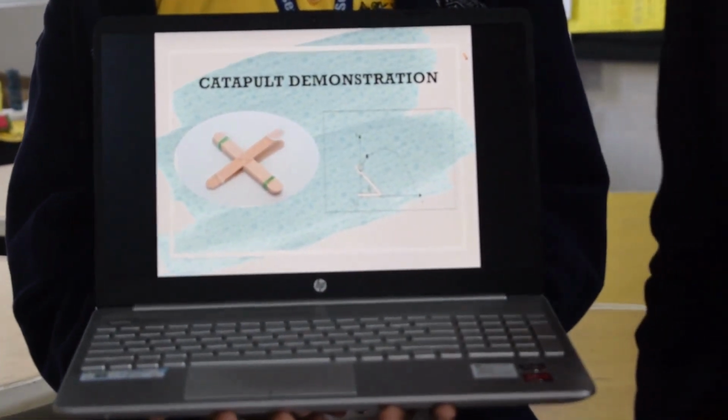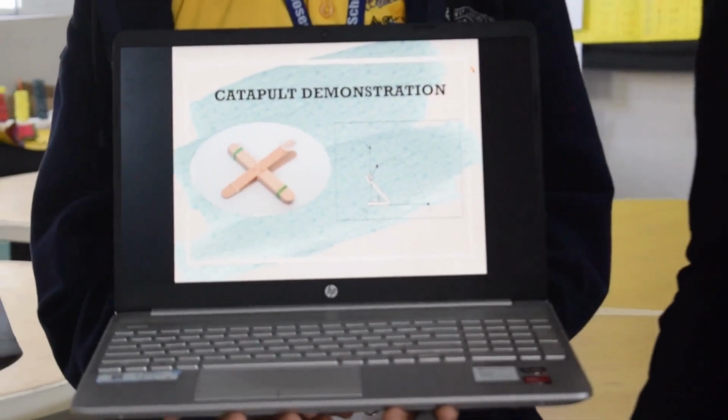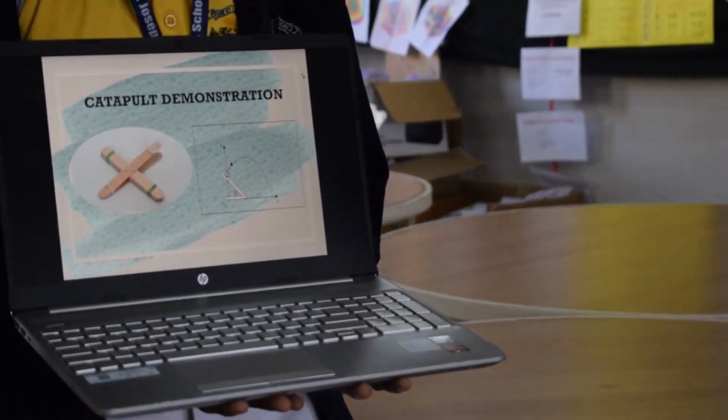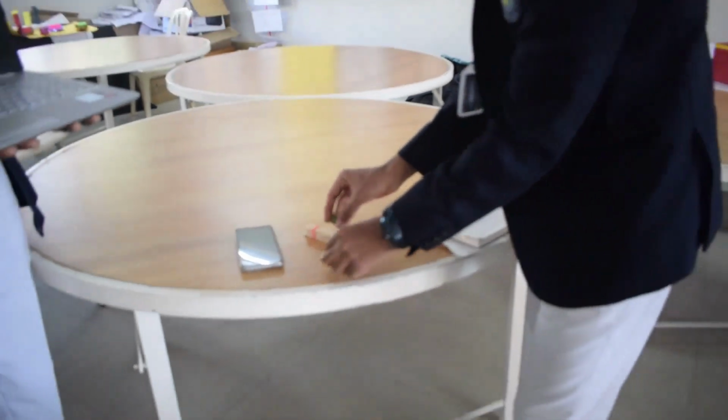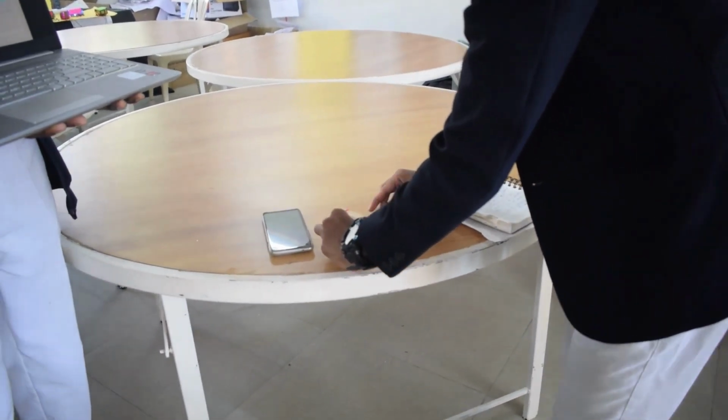Now, let us get into the demonstration. What we have here is a catapult, and I'm going to show you a parabolic motion with the example of this catapult.